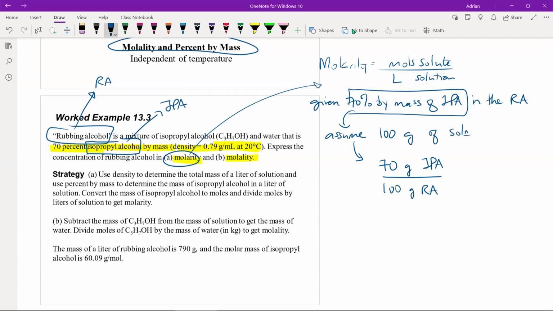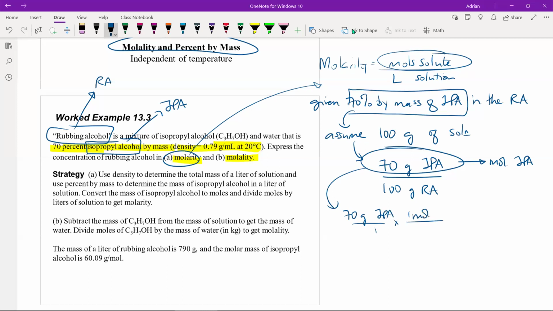That's what 70% means. So in order to now determine the molarity, I need the moles of the solute. Well, here I have the grams of the solute. I need to convert that to moles of IPA, isopropyl alcohol. So I'm going to use the molar mass, so 70 grams of IPA. And then for every 1 mole of isopropyl alcohol, we're given the formula, calculate the molar mass, which it says down here is 60.09 grams of IPA. Okay, that goes away. And that is going to give us 1.2 moles of isopropyl alcohol. So that's our numerator up here.